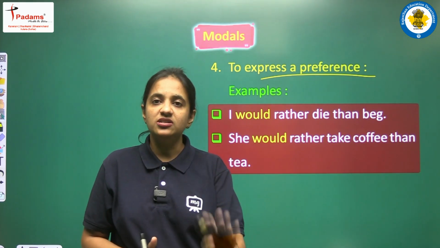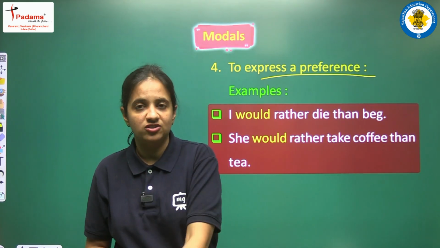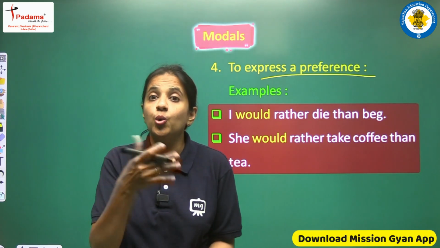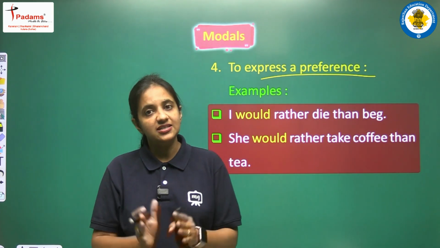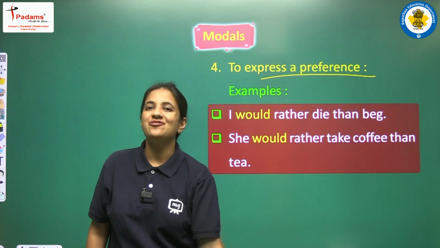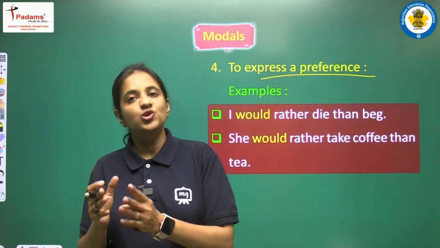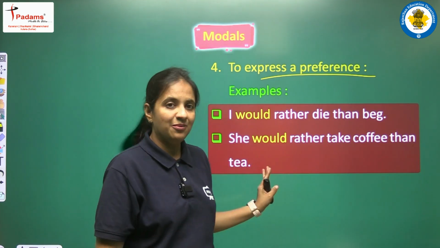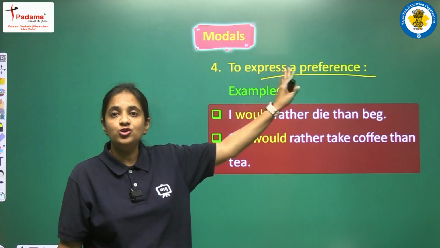All right, suppose I have two options: I want to play cricket also, I want to play tennis also, and now I am choosing that I would rather play tennis over cricket. It means I am giving my priority to tennis. So this is the meaning of giving preference. When we have two options and we have to choose one, that option is our priority, we are choosing that option over the other option. Okay, so let's see the examples. How can we use would in that manner to show our preference?